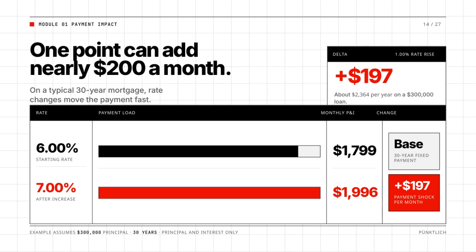$2,364 more each year. This illustrates how sensitive mortgage payments are to rate changes, and why even small shifts in rates can create a significant impact on your overall financial commitment. It's important to keep this in mind when considering how interest rate fluctuations might affect your budget.